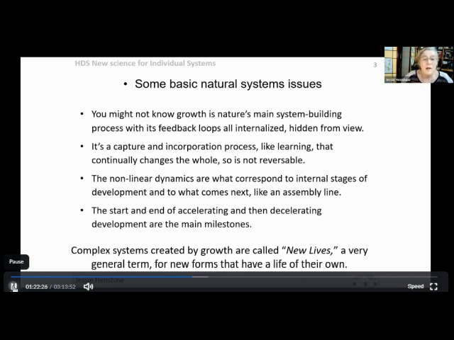The nonlinear dynamics are what correspond to the internal stages of development, the compound growth and asymptotic growth, and also predict what's next. But it's like an assembly line of nonlinear dynamics. The start and end of accelerating and then decelerating development are the main milestones. And complex systems created by growth are what new lives, a very general term, refers to: new forms of organization that have lives of their own.